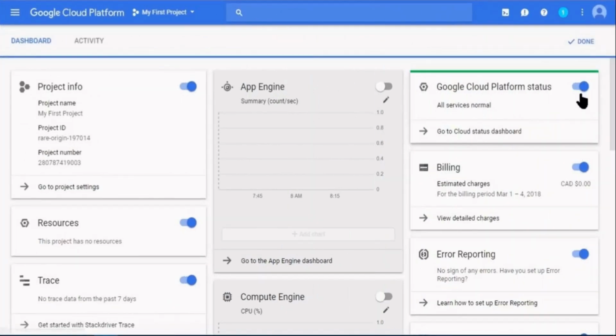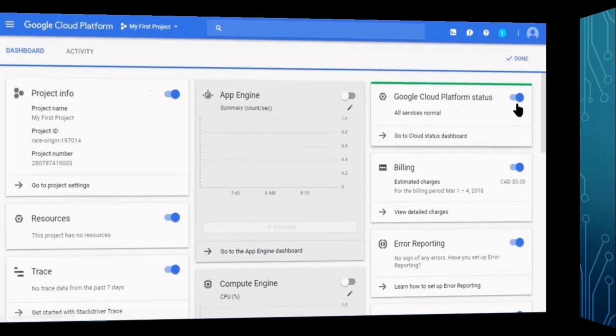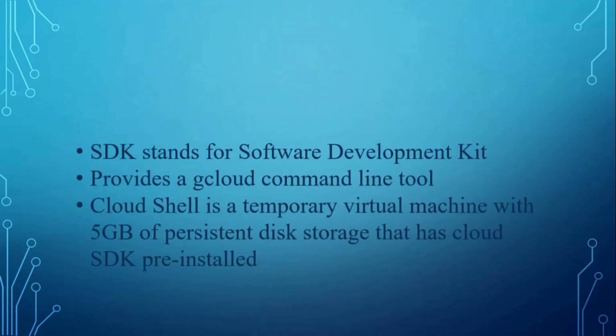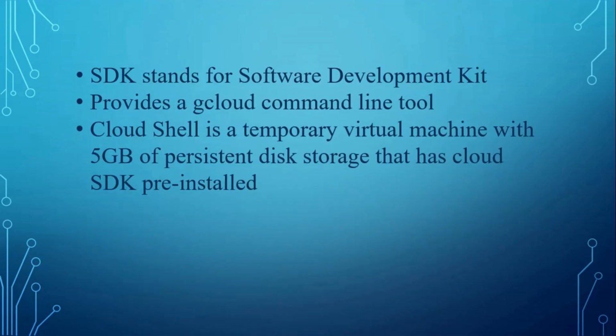Next, Cloud Shell and Cloud SDK. If you are a hardcore programmer and a simple GUI does not appeal to you, GCP has provisions for that too. Cloud SDK or the Cloud Software Development Kit provides a gcloud command line tool so that you can work in a terminal window. GCP also provides a Cloud Shell, which is a browser-based interactive shell environment for GCP, which you can access from GCP console.